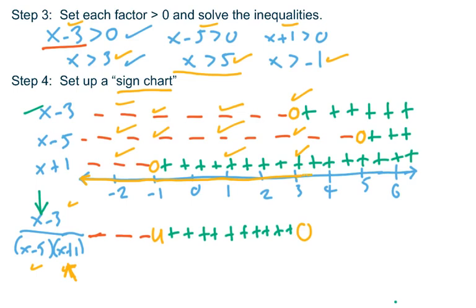What happens between 3 and 5? Well, again, we look at what happens to each of our factors. In this interval, this factor is positive, this one's negative, and this one's positive. A positive divided by a negative times a positive would be negative. So I put some negative signs until I get to the 5.